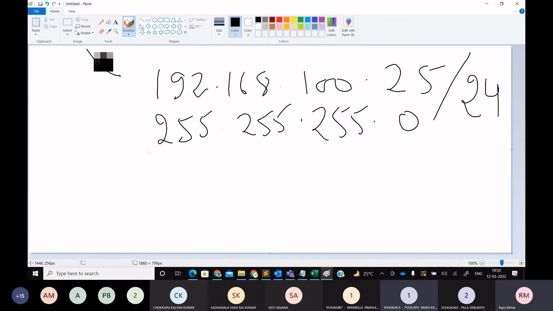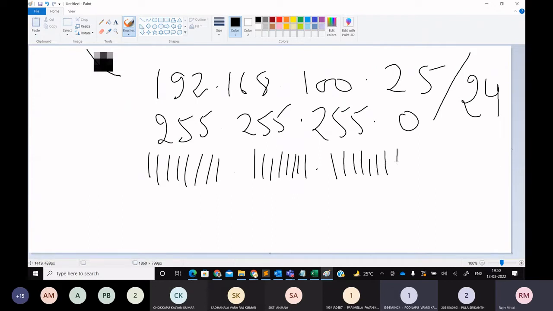We've got 24 bits, right? 1, 2, 3, 4, 5, 6, 7, 8 dot. 1, 2, 3, 4, 5, 6, 7, 8 dot. 1, 2, 3, 4, 5, 6, 7, 8 dot. 24 bits, dot 0. Now this is written like this in decimal, right? 255, 8 bits. Understood or not? Yes, sir. Understood, right?